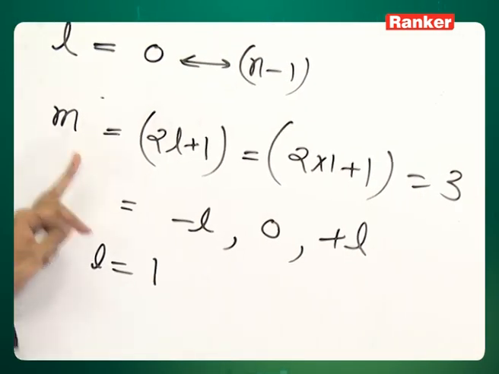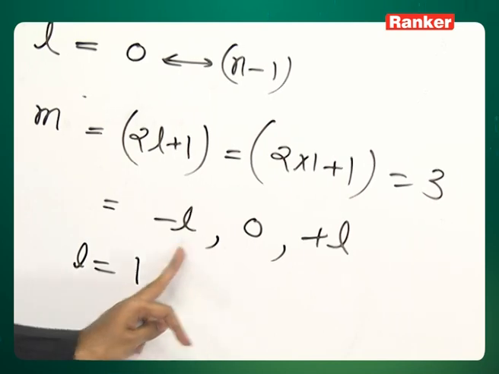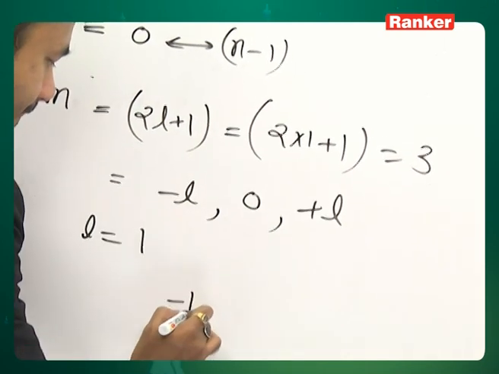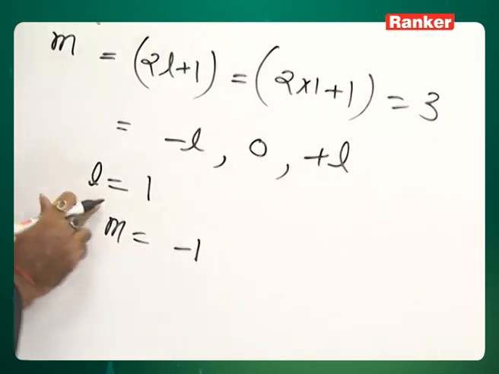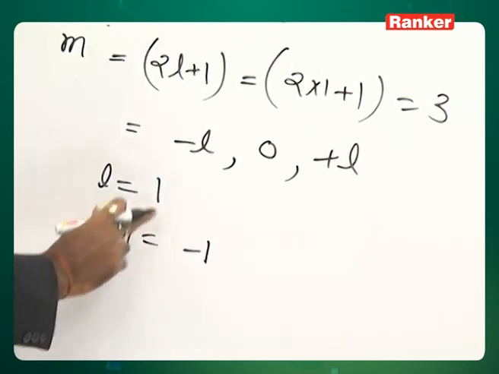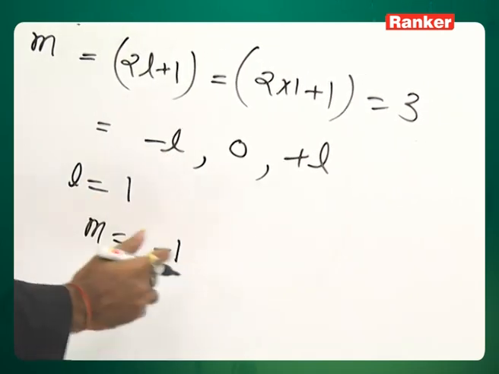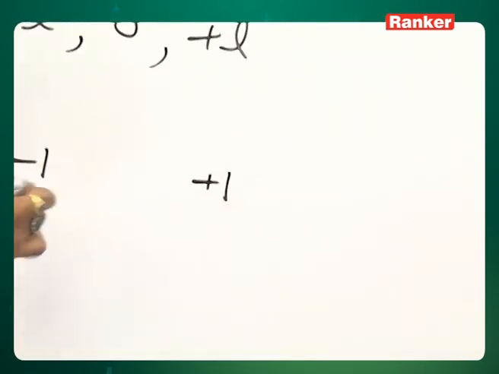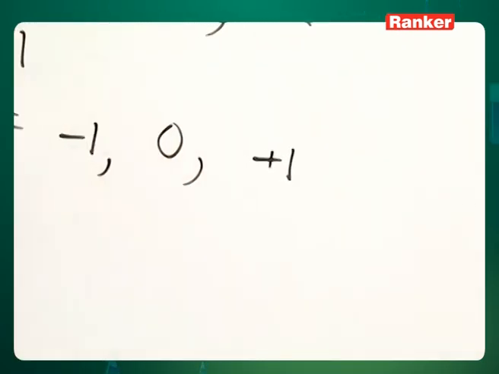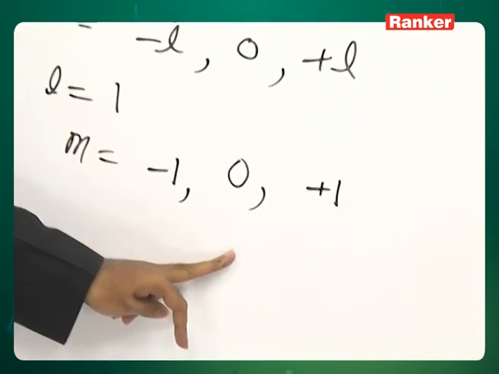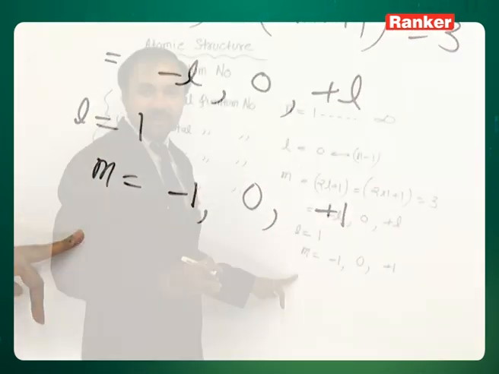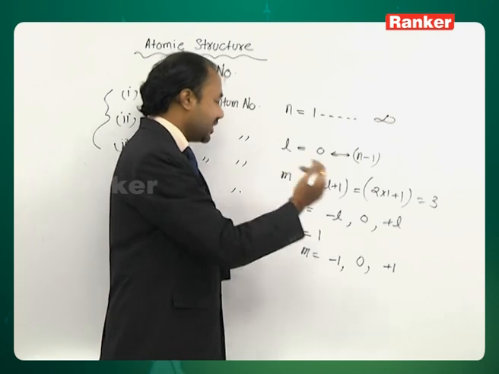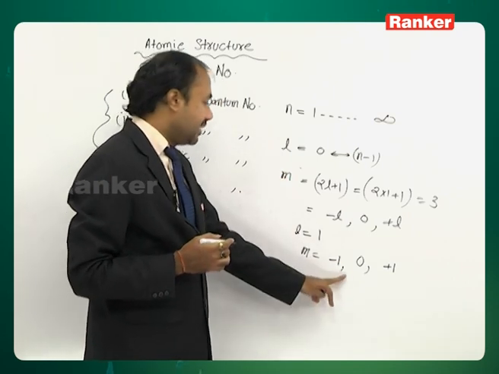Which 3 values? Starting from minus L means minus 1. These are the values of M for a particular value of L. So starting from minus L to plus L including 0. So 3 values of magnetic quantum number we will have here. These are the 3 values here. We will take up some complicated case. Here only 3 cases we have got.